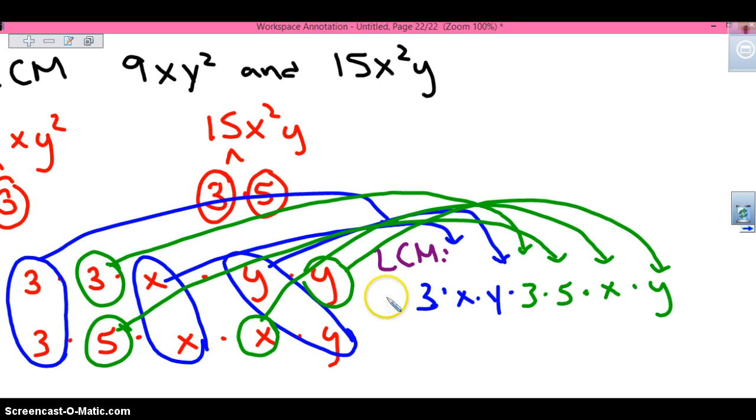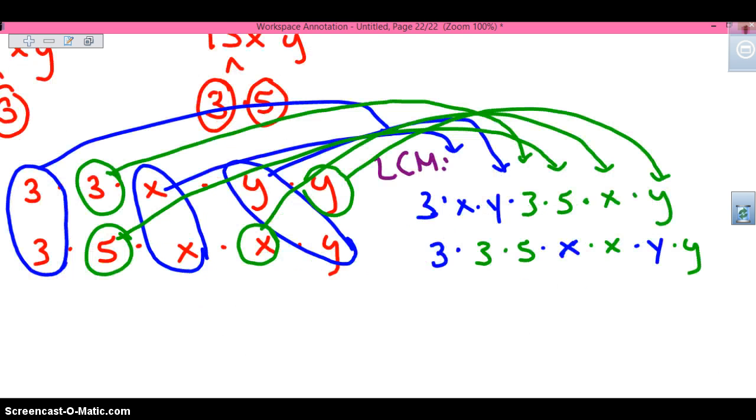So I can rearrange these in order, all the numbers together. So 3 times 3 times 5, and I'm just rearranging these, times x times x times y times y. And we're going to multiply these out to get our answer. 3 times 3 is 9, times 5, 45, x squared, y squared.